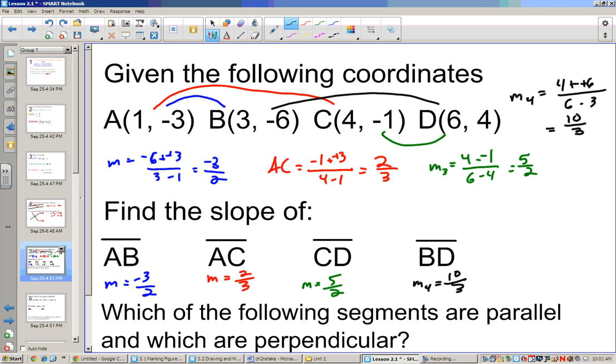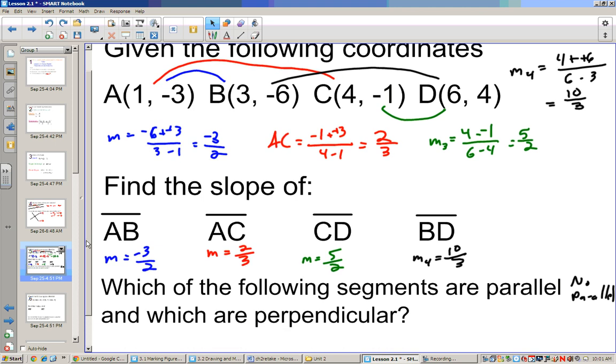Now, are any of these segments going to be parallel? You can look at all of these. Are there any slopes that are the same? So we could say no parallel, because none of these slopes are the same. Which are perpendicular? Are any of these negative reciprocals of each other? Well, segment AB is perpendicular to segment AC.